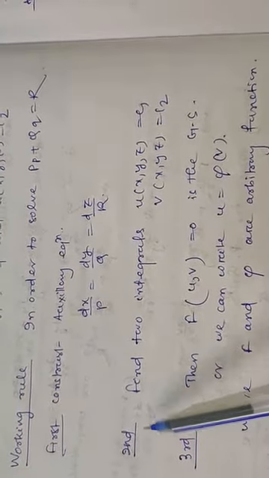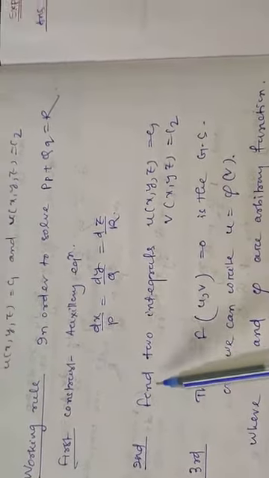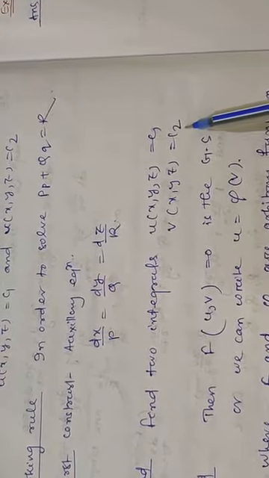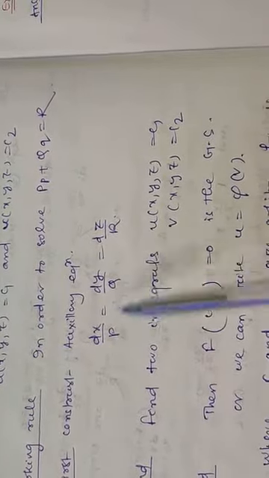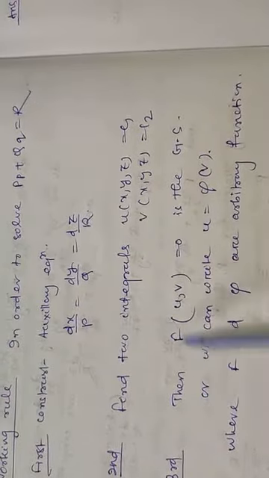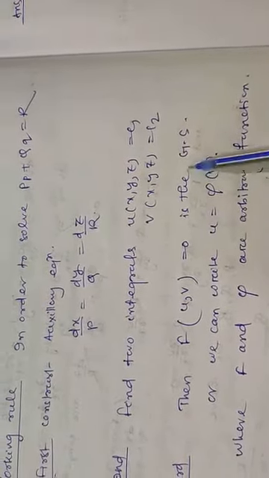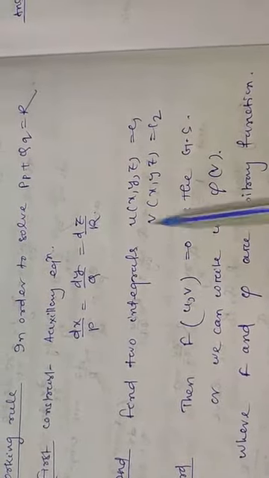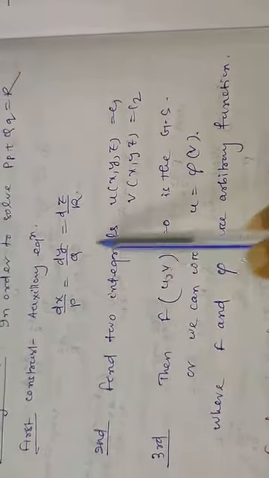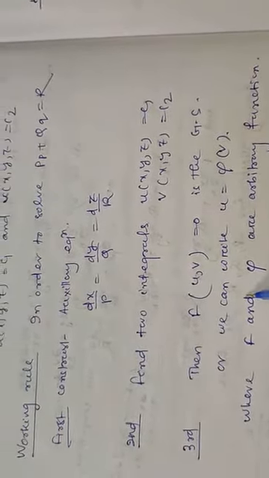Then step 2 is find two integrals u(x,y,z) is equal to c1 and v(x,y,z) is equal to c2, where c1 and c2 are arbitrary constants, from this auxiliary equation. Then f(u,v) is equal to 0 is the general solution of the given PDE, or u is equal to phi(v), where phi is again an arbitrary function. This is the working method to find the general solution of a first order linear PDE.